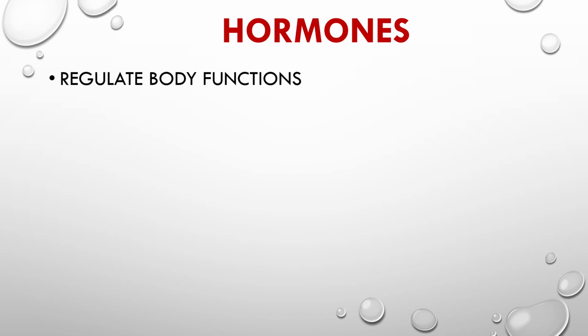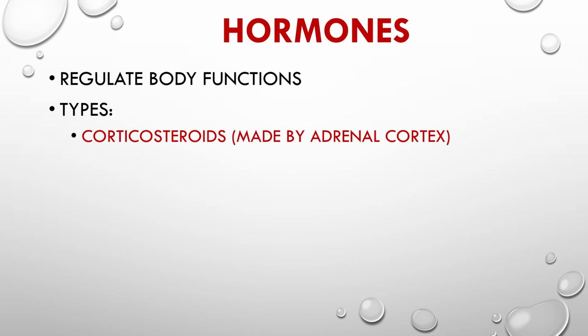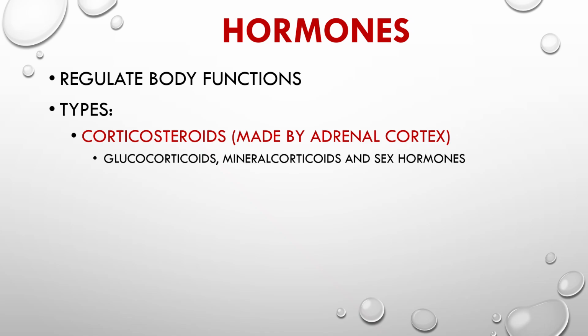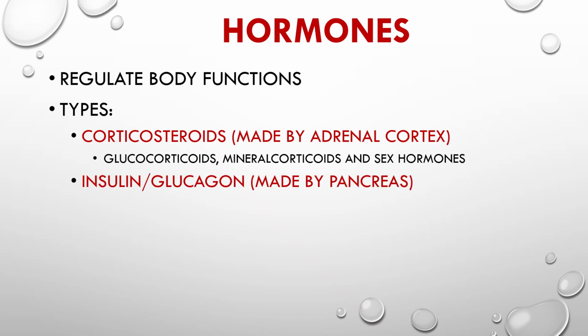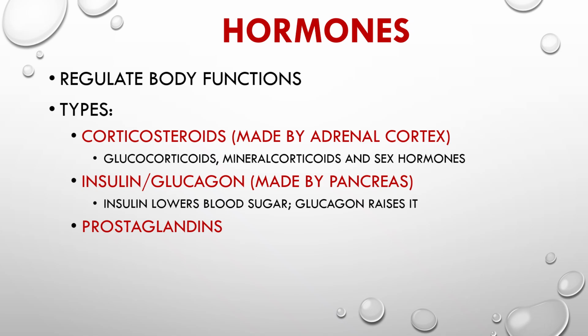Now some different hormones that regulate our body functions. Corticosteroids that we mentioned a couple times already are made by the adrenal cortex. So things like glucocorticoids, mineralocorticoids, and our sex hormones like testosterone and estrogen fall under here as well. Some other hormones, insulin and glucagon, are made by the pancreas and control our blood sugar. Insulin decreases blood sugar levels, like after we've eaten. Glucagon is going to raise it. If it's been a while since we've eaten, glucagon's like, hey, we need some more blood sugar, and it gets released. Both of them are from the pancreas.